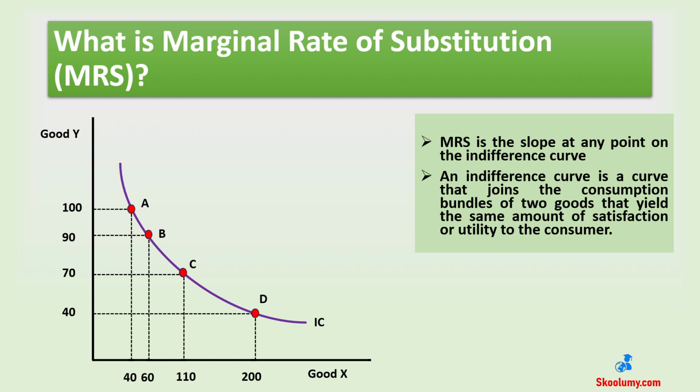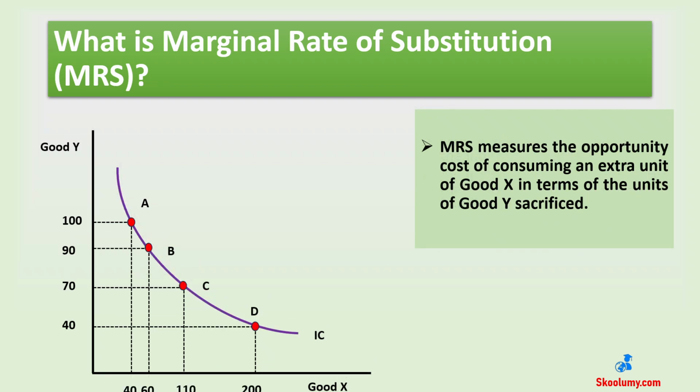An indifference curve is a curve that joins the consumption bundles of two goods that yield the same amount of satisfaction or utility to the consumer. MRS measures the opportunity cost of consuming an extra unit of good X in terms of the units of good Y sacrificed.